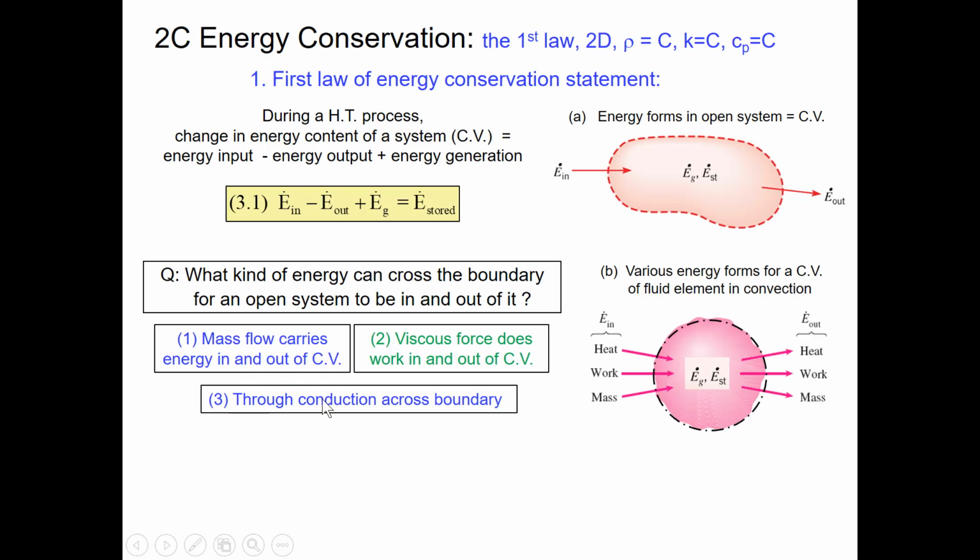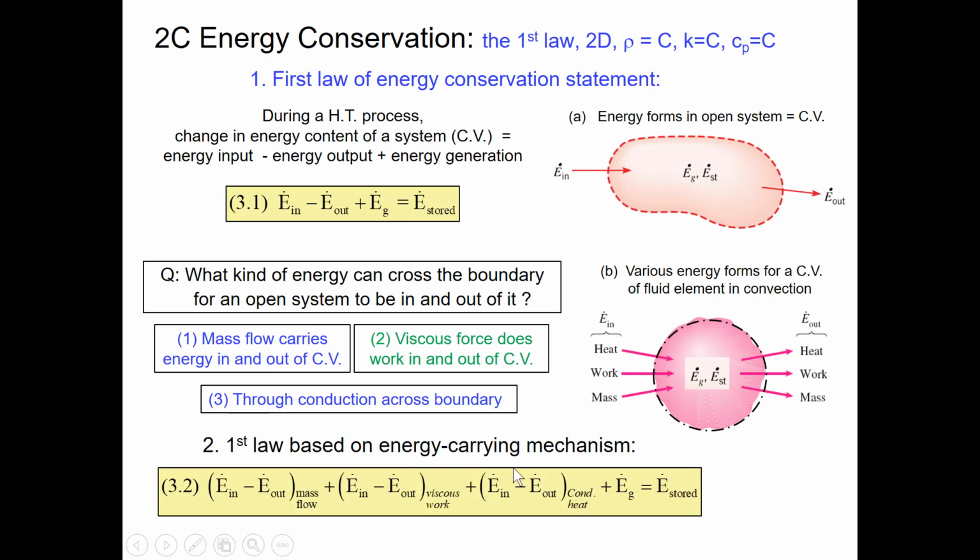First, the fluid is in motion, therefore the mass flow rate can carry the energy in and out of the system. Second, the viscous force can do deformation work to push the energy in and out of the system. Third, through direct contact, the molecules can carry the energy in and out of a system.